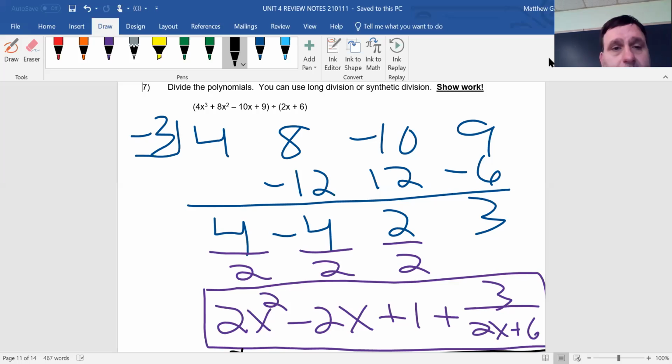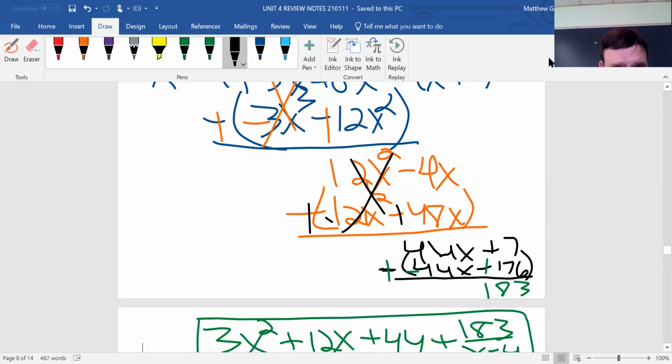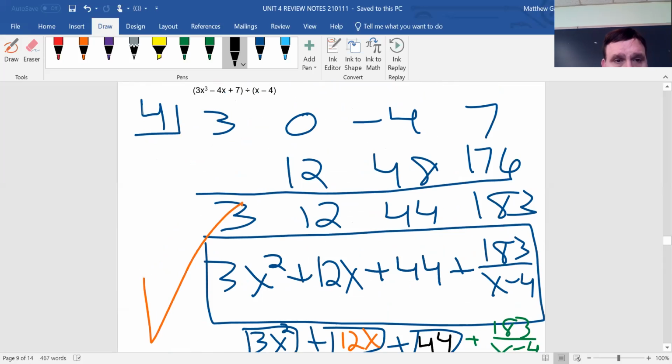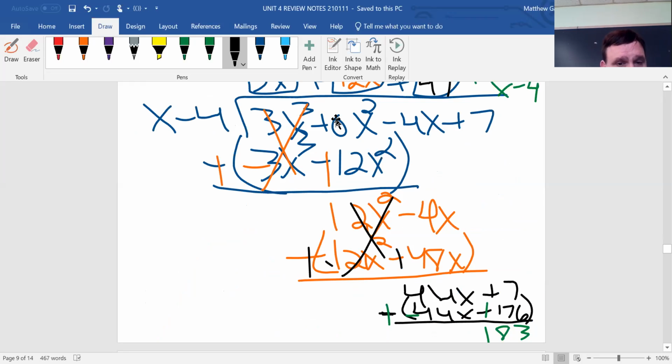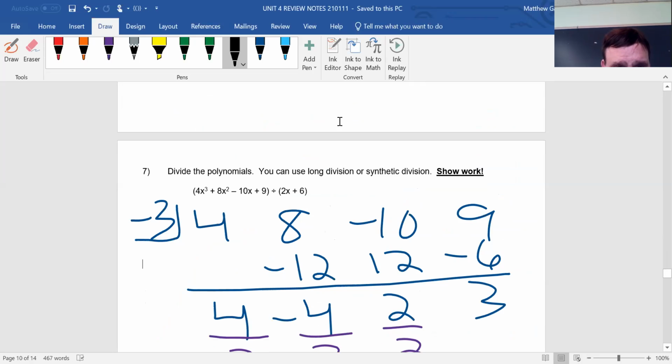Okay, on 7, again, I feel the synthetic division is the easier of the two methods. So the answer is 2x squared minus 2x plus 1, and the remainder is 3. One thing I did not mention on question 6 is that you needed a placeholder in the quadratic term if you just go back. I failed to mention that. So I show it in the synthetic division, and then I showed it in the long division down here. No placeholder necessary in question 7.